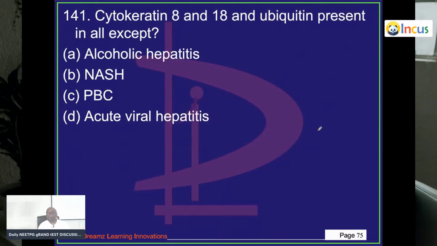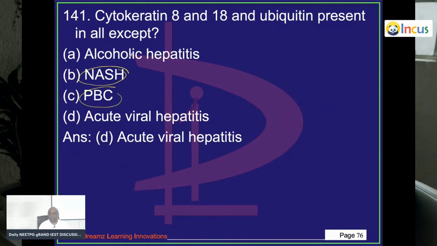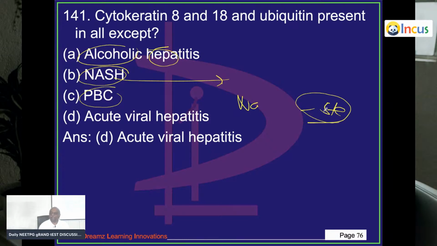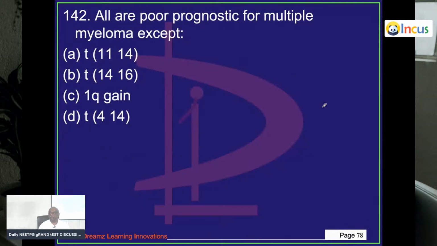Cytokeratin 8 and 18 and ubiquitin are present in primary biliary cirrhosis, NASH, and even alcoholic hepatitis. What is NASH? Non-alcoholic steatohepatitis. Even without drinking alcohol, if fatty liver develops, it is called non-alcoholic steatohepatitis.